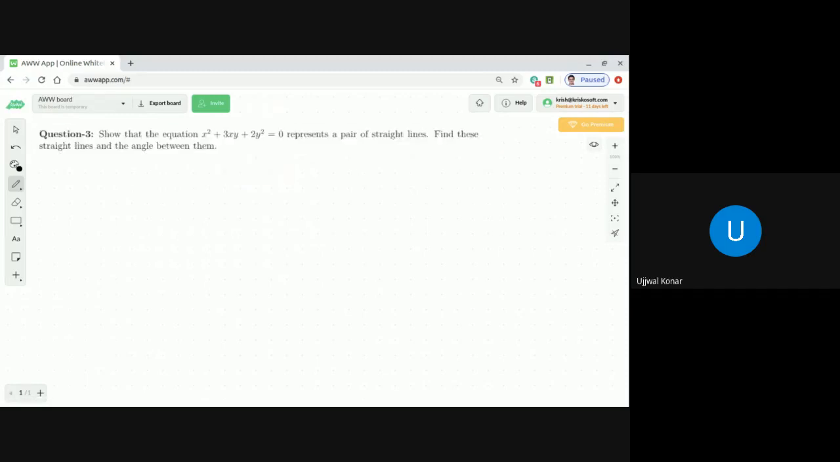We discussed two questions in the previous session. Here is the third question. The question says: show that the equation x square plus 3xy plus 2y square equal to 0 represents a pair of straight lines. Then we need to find those straight lines and the angle between them.